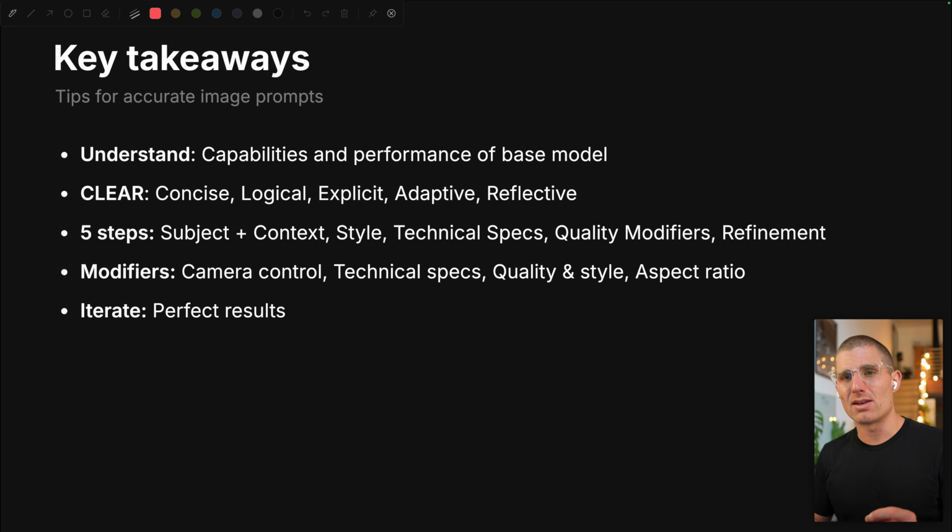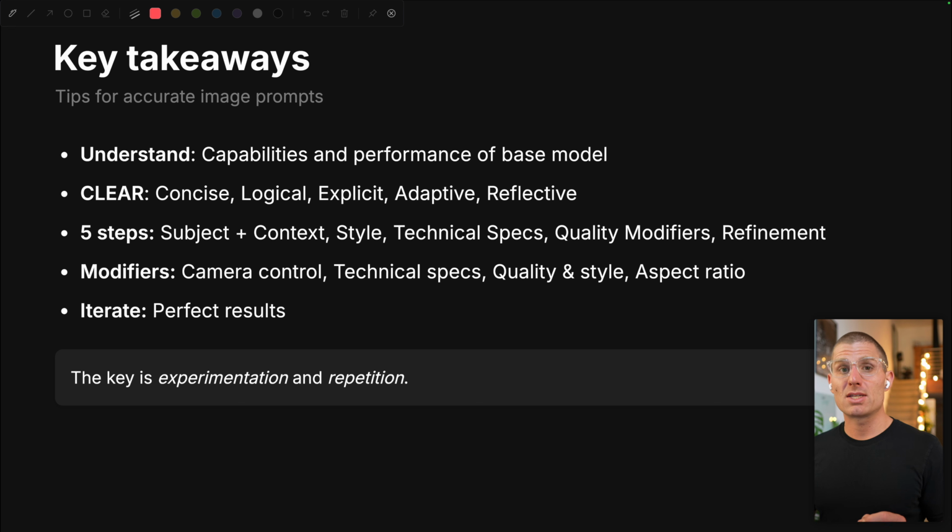We have to iterate, as I showed on that last slide. We have to try again and recognize that it's not going to be right the first time, and it's important to iterate on our results. And the key is experimentation and repetition. So you might learn modifiers that result in images that feel more on brand to you. You might learn camera control aspects that I didn't talk about, but that produce really high quality images. And the only way you can learn that is by experimenting and continually trying new things.